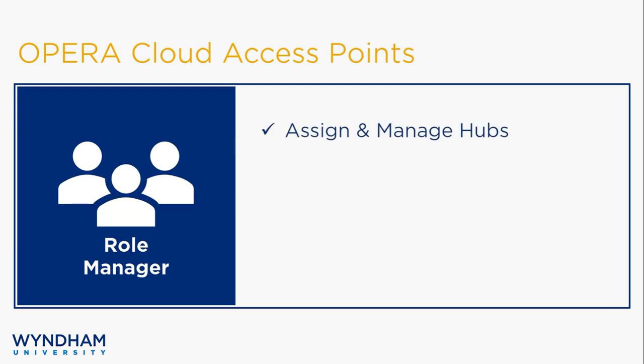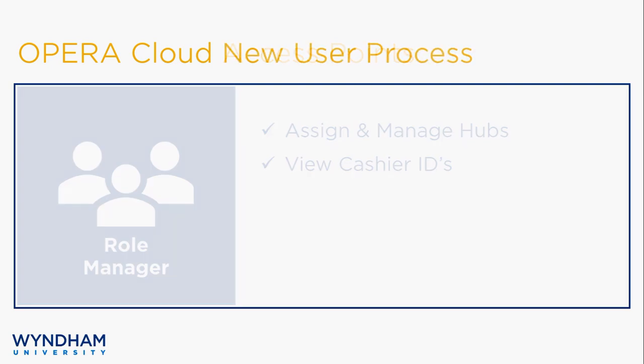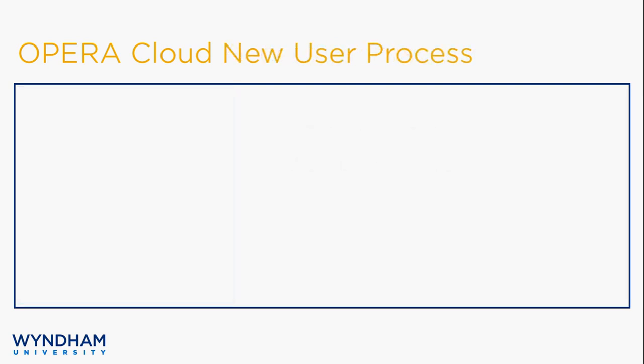Next is the Role Manager module, where you will manage hub assignments and view the cashier ID number assignments after the user first logs into the application. There is a process to follow when creating new users. Here's a high-level overview.